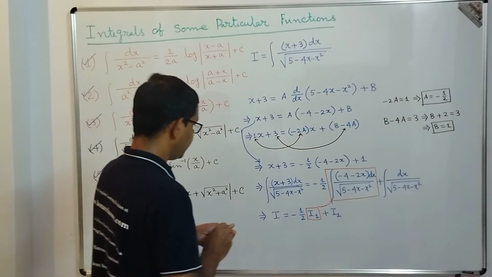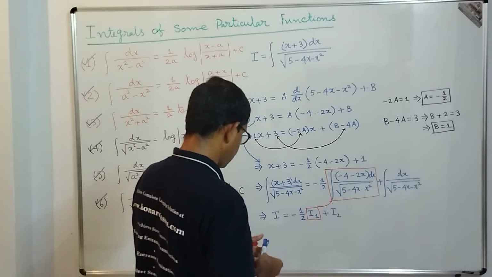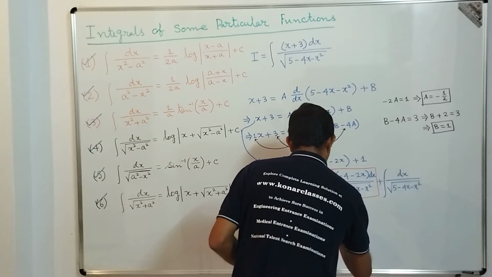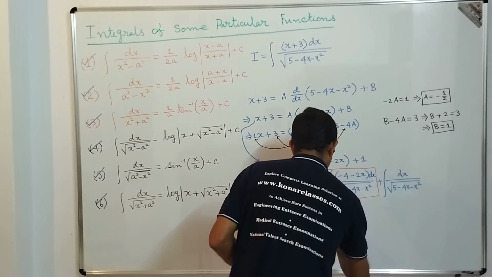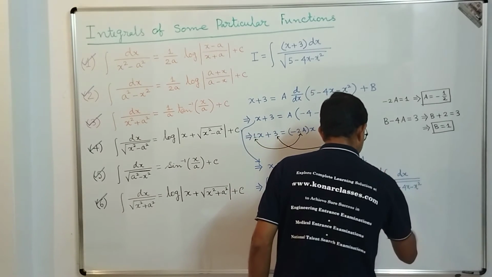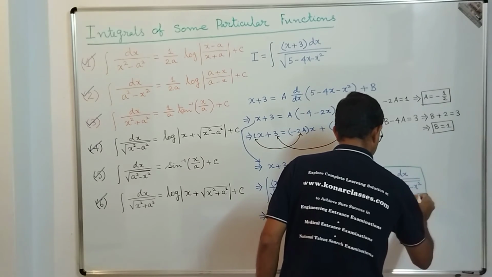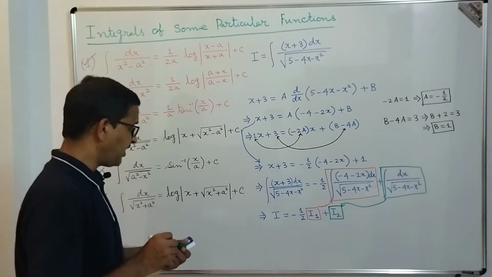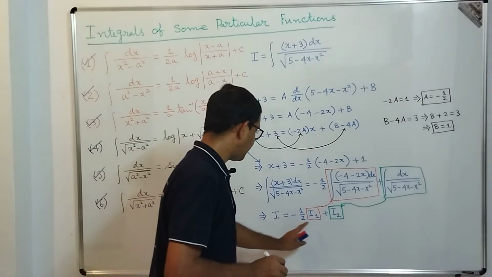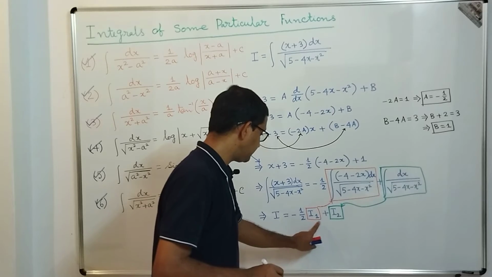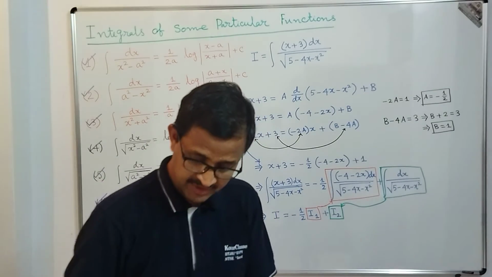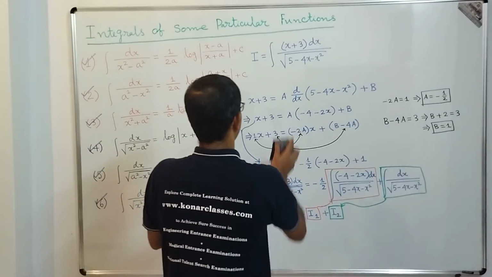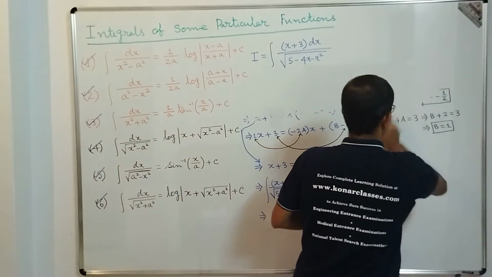And let's take a different color. What is I2? I2 is equal to nothing but the value of this integration. Correct? Now all we need is to find the value of I1 and I2. After that we will apply the value of I1 here, and you finally get the value of I. So let's see how we can find the value of I1.